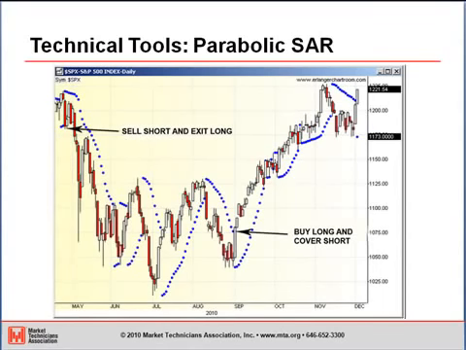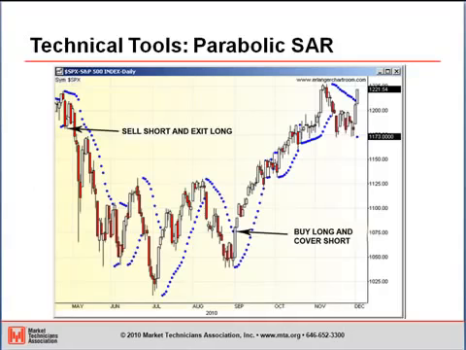A dot below the market indicates that you are long, and a dot above the market indicates that you are short. So you can see on the chart where you went short. It says sell short and exit long. That was a fairly nice price level on the index. You can see the index fell rather neatly, and then on a rebound, it went long, as well as getting you out of the short position.